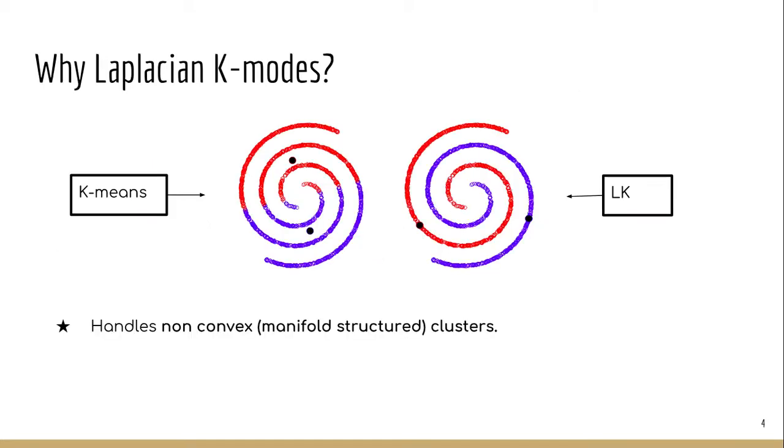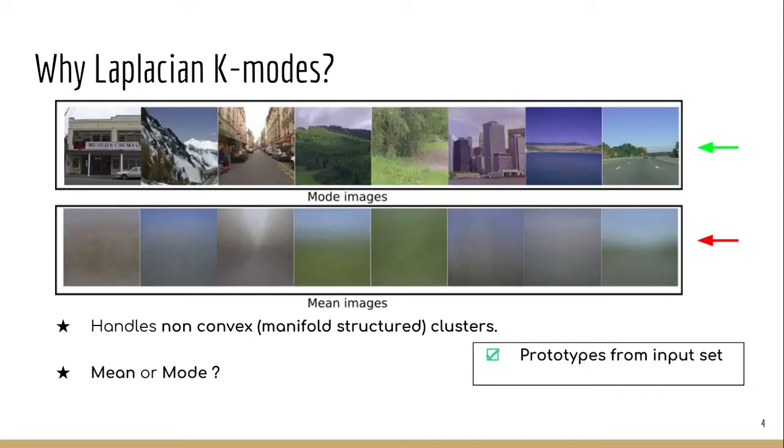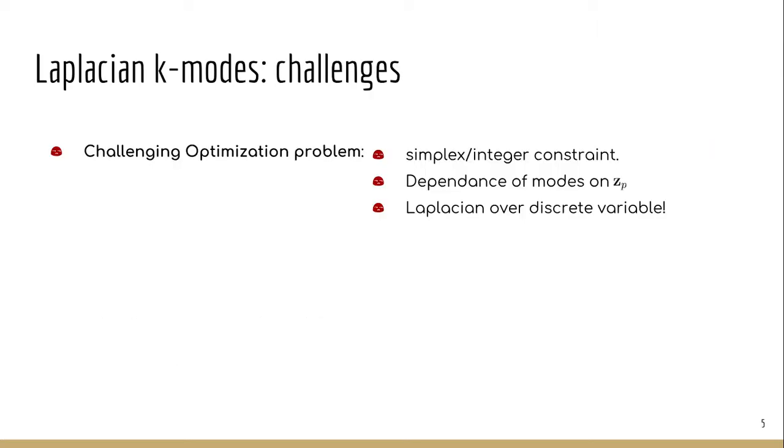So Laplacian K-modes can handle non-convex clusters like spectral clustering. It gives the prototype as a mode from the valid data points. It can be useful for manifold structured high-dimensional inputs such as images. In this example, we have several semantic classes, and the modes actually give the most frequent semantic information of each cluster, unlike means, which are useless representatives in this case. So Laplacian K-modes is a challenging optimization problem.